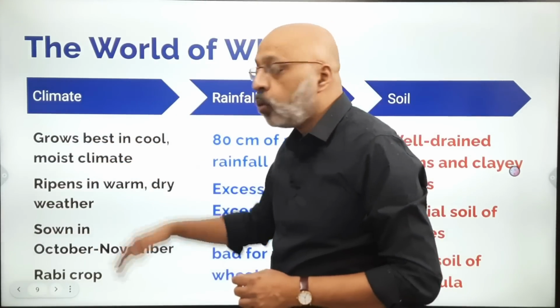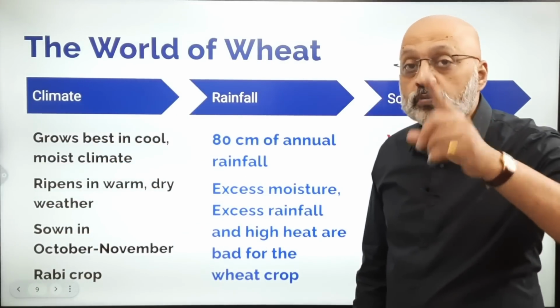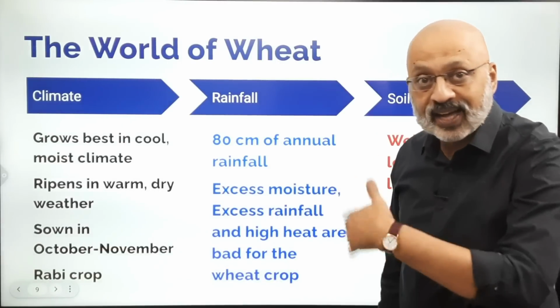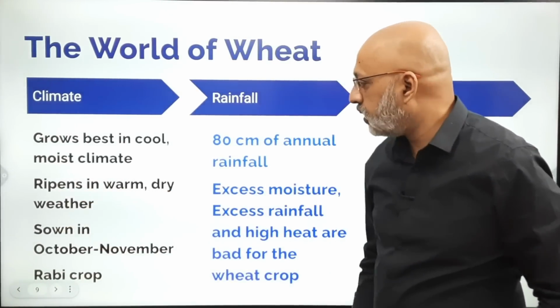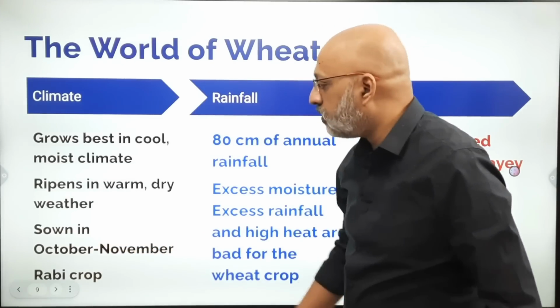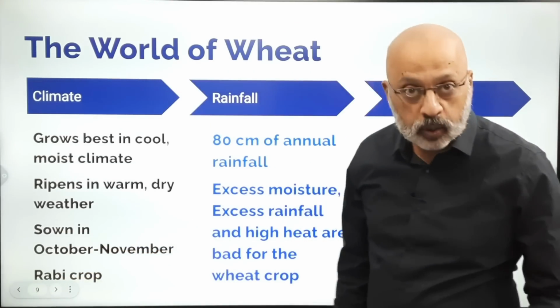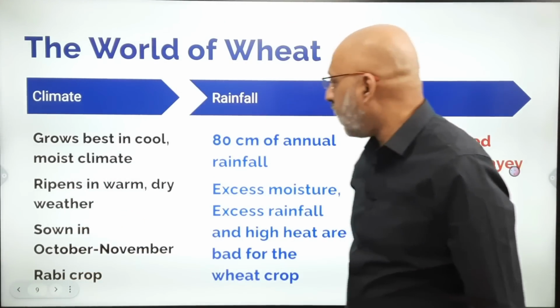Let's look at the climatic conditions. It grows best in cool and moist climate, which is why wheat is grown more in the North Indian states than in the other parts of the country. It ripens in warm and dry weather. It is sown in October and November, and it is a rabi crop. Okay, so please remember these factoids.